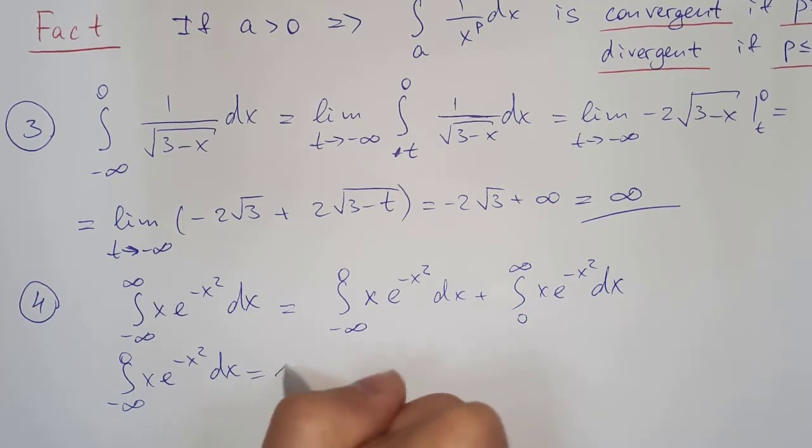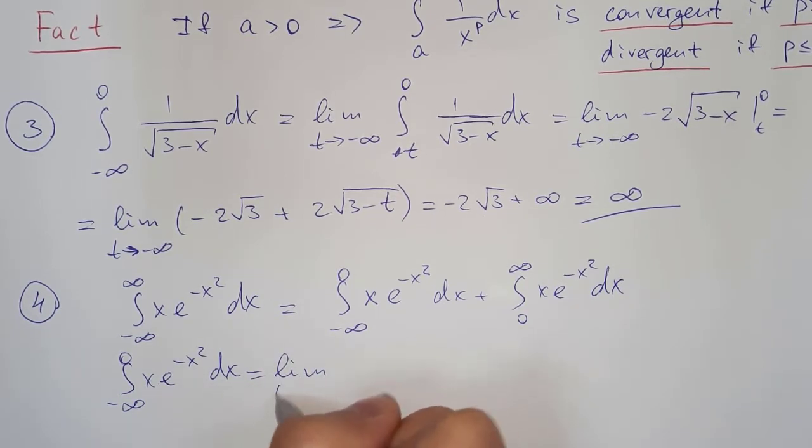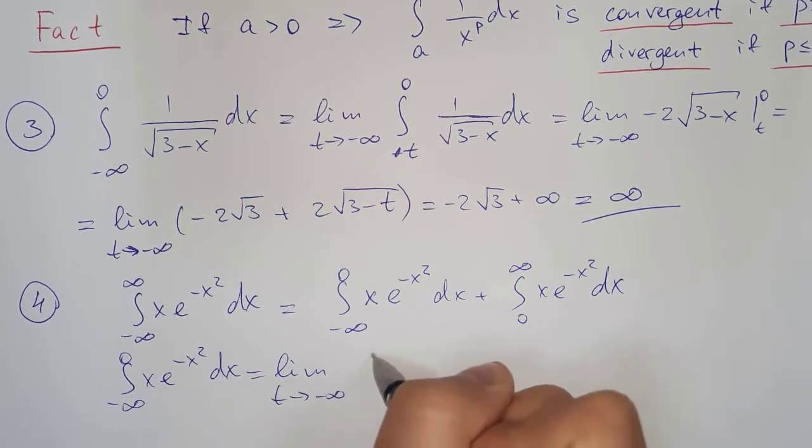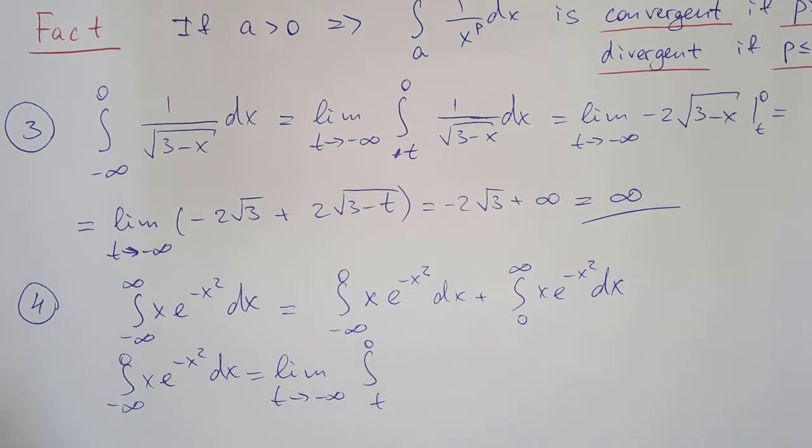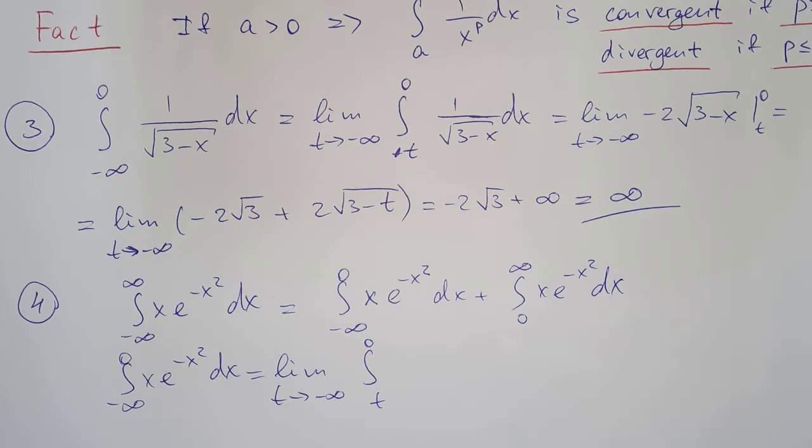In this case, it will be limit t tends to minus infinity. Yes, again, integral from t to 0. So the main idea in improper integrals, one more time I will repeat, of the first kind: just change one bound if it is infinite. So change it with a limit. That's all.